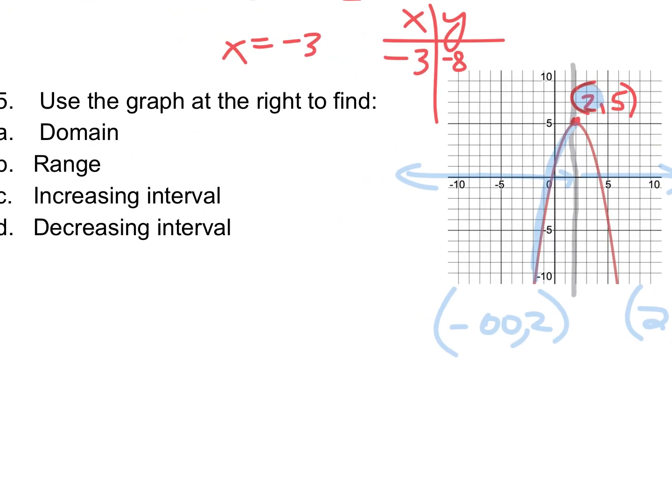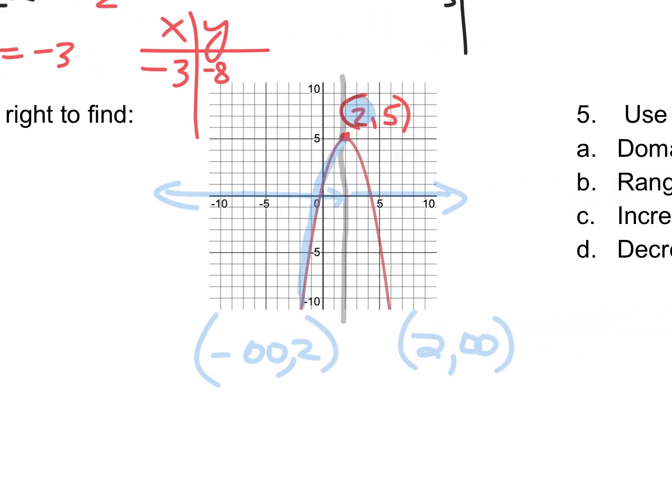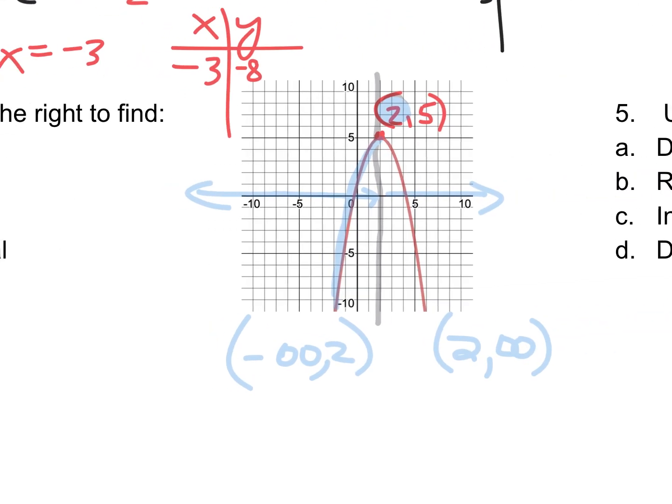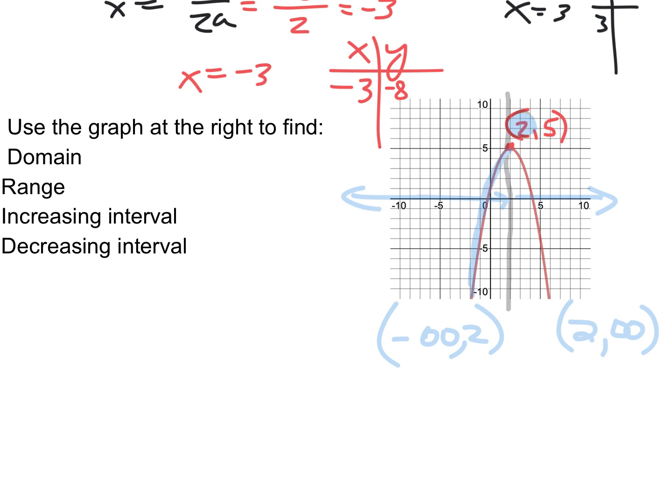Okay, and then the domain on this one, I got an easy answer for you. One easy answer on the test. For every single domain for a parabola, every single time, it's negative infinity to positive infinity. Do we have to write infinity? Nope, you can write the little sideways 8, the infinity symbol. I'm fine with that.